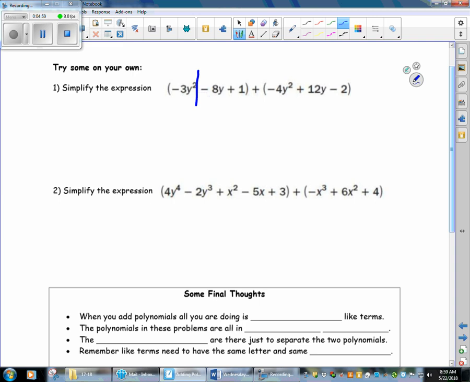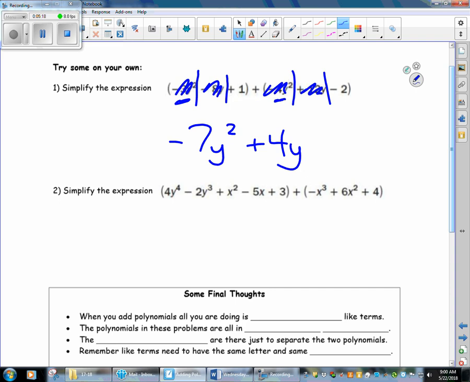I'm going to draw these lines down to separate. I'm going to find my biggest, which just happens to be y squared on both. So how many y squareds are there? Negative 7 y squareds. How many just regular y's are there? I'm going to go positive 4 y's. And then if I have 1 and a negative 2, I end up having negative 1. And that's it. So it's a trinomial of degree 2.